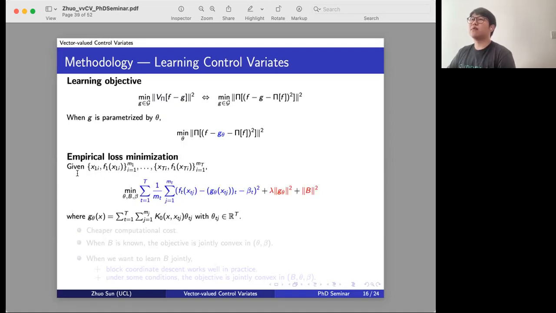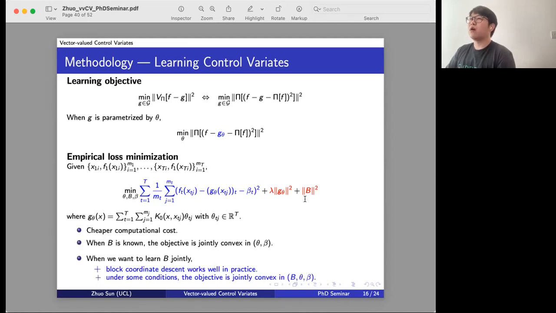So given some training data, here is the data for the first integration task, and here is the data for the kth integration task. We follow empirical loss minimization with additional penalty terms on the norm of G and the norm of B. G, theta has this form because, from the literature on reproducing kernel methods, we know the optimal G has this form: basically a weighted sum of these matrix-valued kernel evaluations. We can optimize this empirical loss minimization using standard stochastic optimization tools like SGD, Adam, and so on.